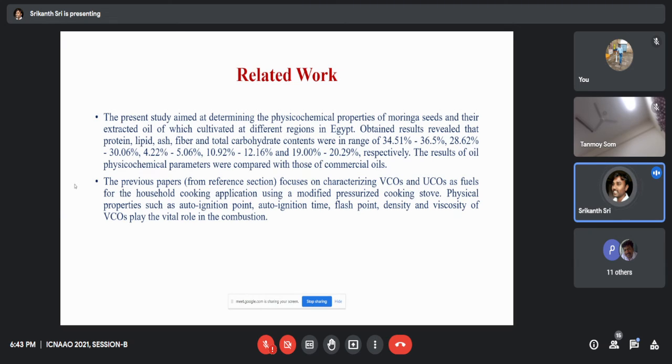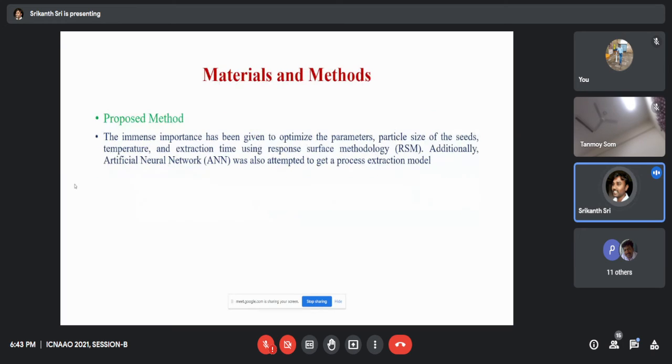The previous papers focus on characterizing the VSOs and USOs as fuels for household cooking applications using a modified pressurized cooking stove. Physical properties such as auto ignition point and auto ignition time, flash point, density, and viscosity of VSOs play a vital role in combustion. In this paper, we have the proposed method along with the RSM method, and we have artificial neural networks for comparison of the results based on the optimized parameters: particle size of the seeds, temperature, and extraction time.